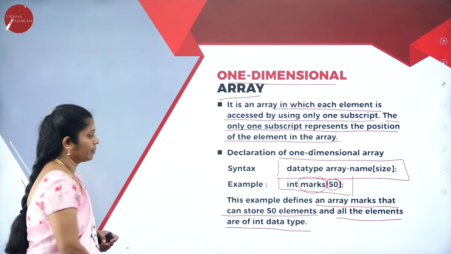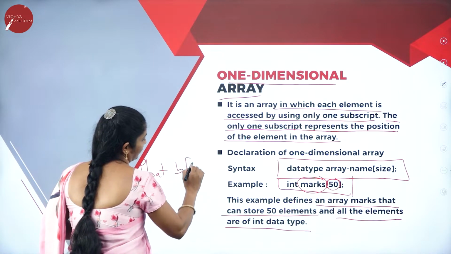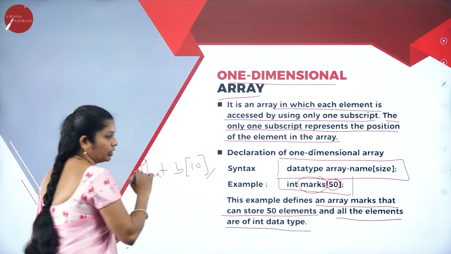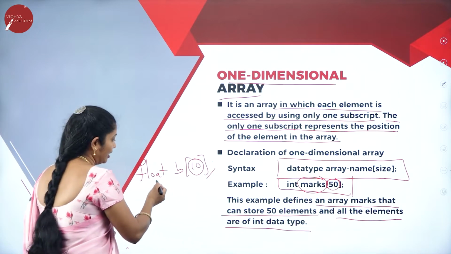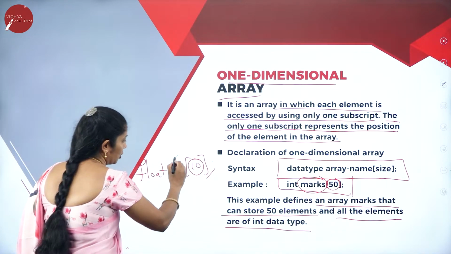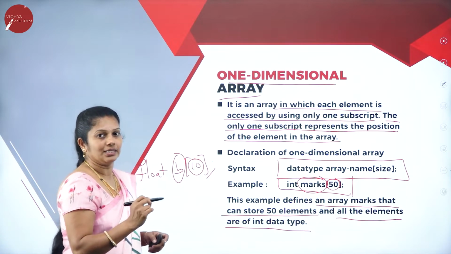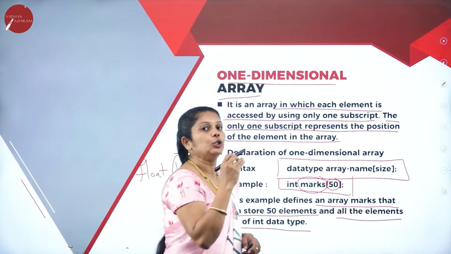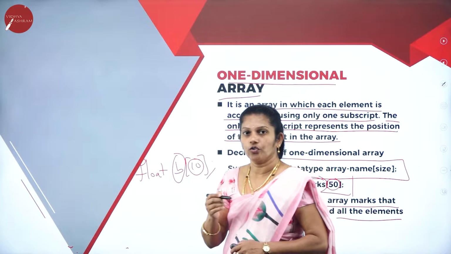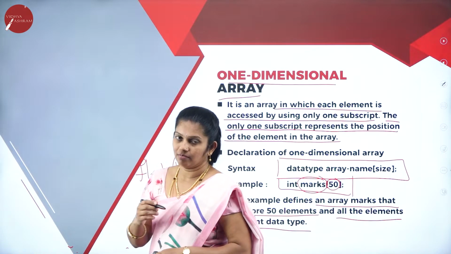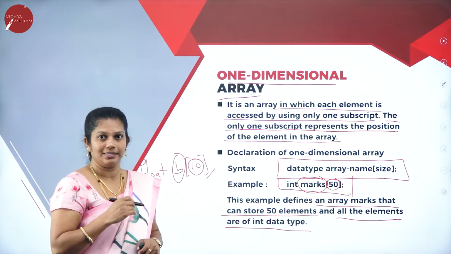For example, if I write float b[10], then how many elements are there? Totally 10 elements, all 10 elements of type float stored by the same name b. It means that if it is integer, then it occupies 2 bytes of memory space. If it is float, then it will occupy 4 bytes of space. If it is character data type, then it will occupy 1 byte of space in the memory.